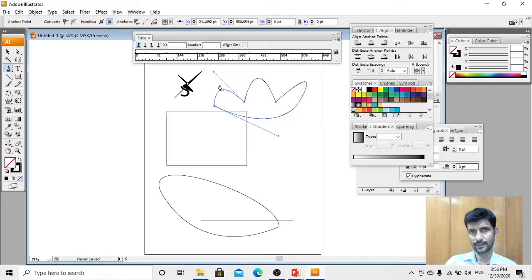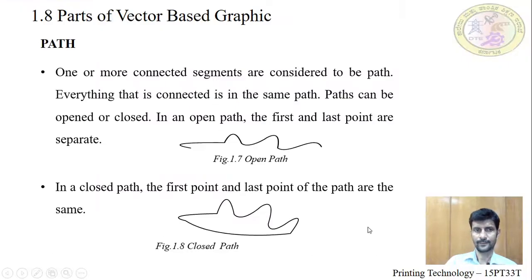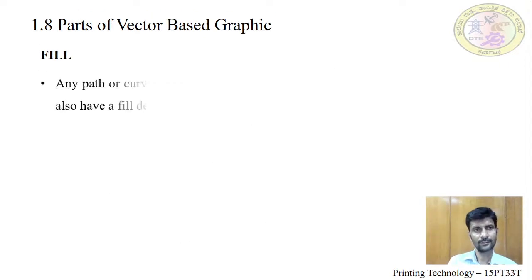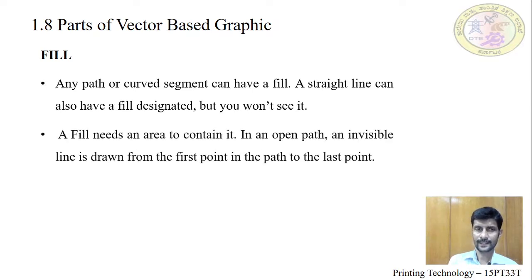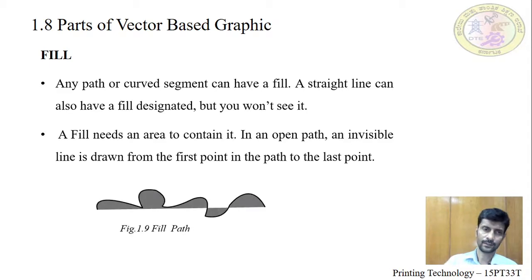See, this is the closed path, open path and closed path. Next you have fill. Any path or curved segments can have fill. A straight line can also have a fill, designated by what you want to see. A fill needs an area contained in the open path, and an invisible line is drawn from the first point in the path to the last point.